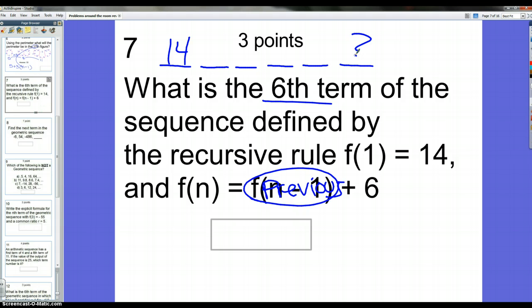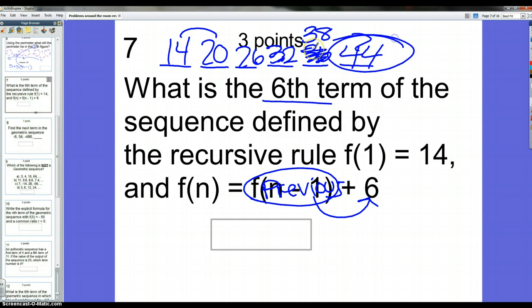And it tells us that the previous number, we add 6 to it. So we're going to add 6, 20, add 6, 26, add 6, 32, add 6, 36, and if we add 6, oh, I added 4 there, 38, and if we add 6 to that, we get 44. So our sixth term on this one is 44.